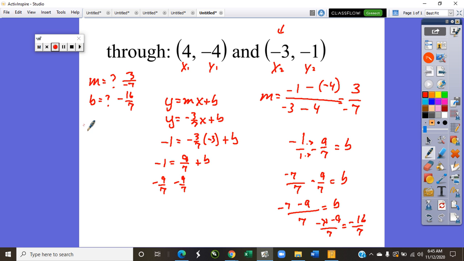I don't have to worry about changing it to a mixed number or anything like that. If I'm going to graph this, then I can. Right now, I'm just going to write y equals mx plus b. So y equals negative 3/7 x minus 16 over 7. This is my final answer. I think you're only going to have one or two like this, but now that you see how to do it, you should be good to go.